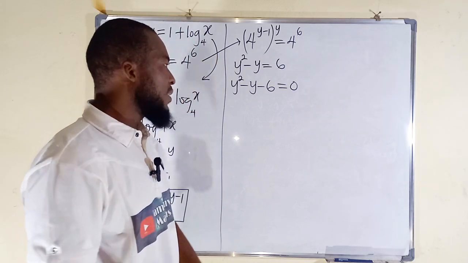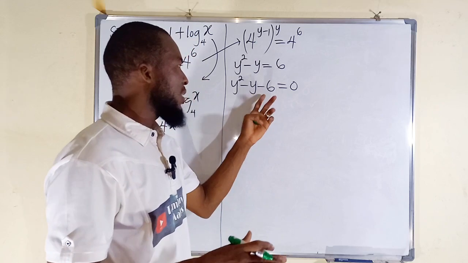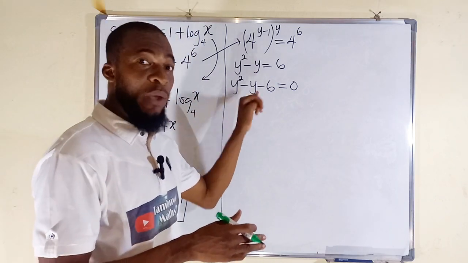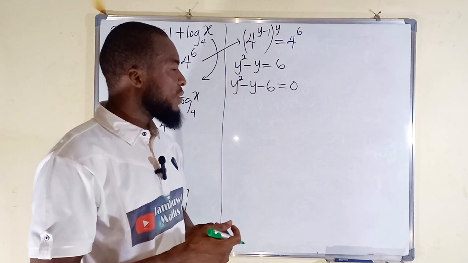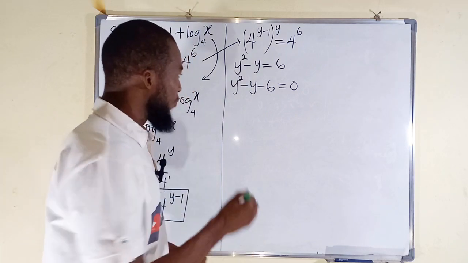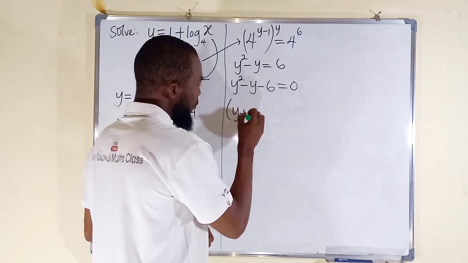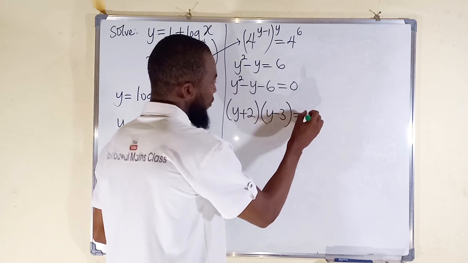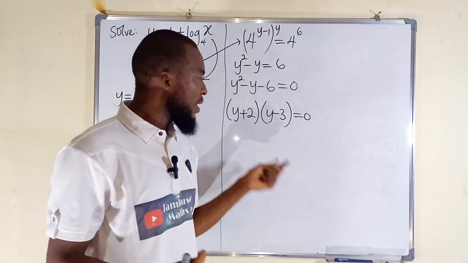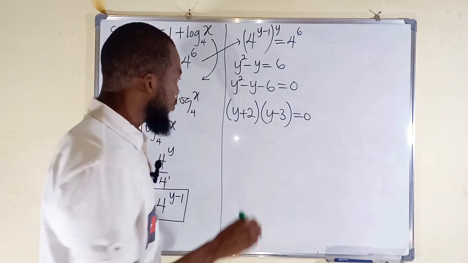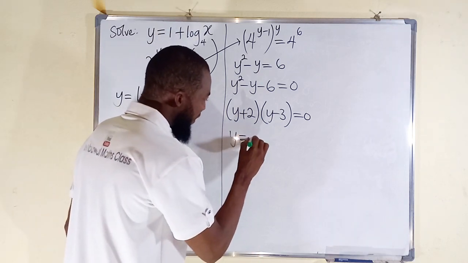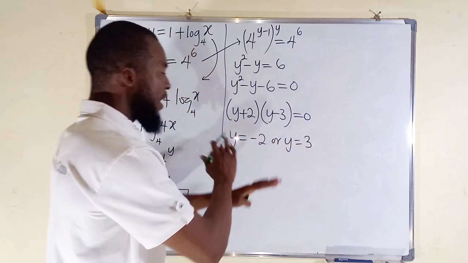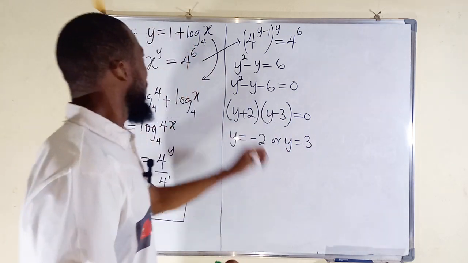Let us factorize it by thinking of two numbers that can be multiplied to get negative 6. And when you add the two numbers together, you get the coefficient of y, which is negative 1. And the numbers are negative 3 and positive 2. So you have y plus 2, y minus 3 equal to 0, fully factorized. Setting each of these factors to be 0, y could either be negative 2 or y equal to positive 3. And hence, these are the values of y in this equation.